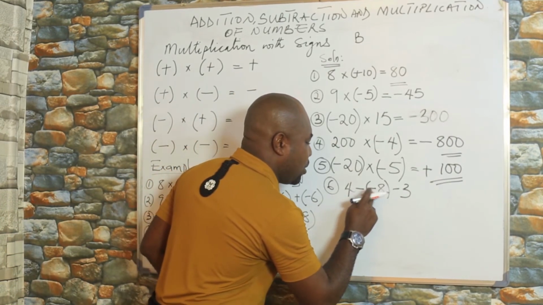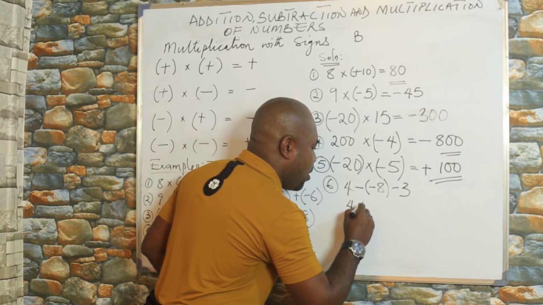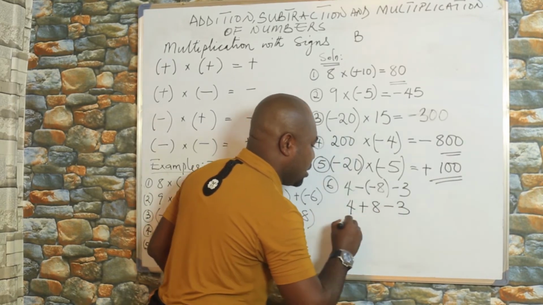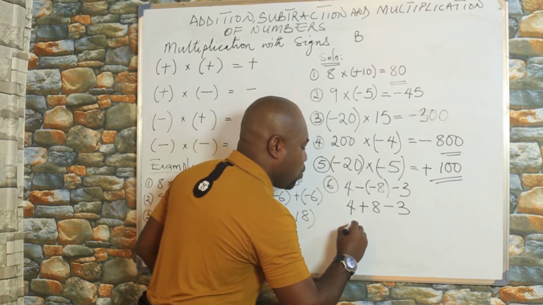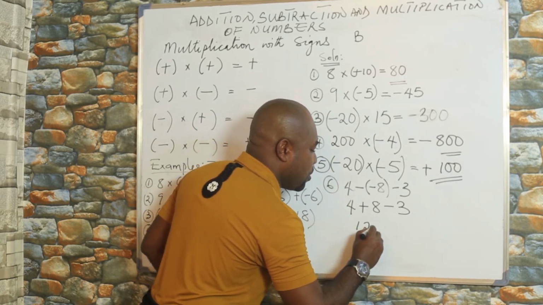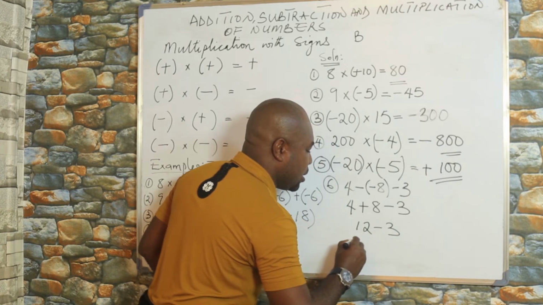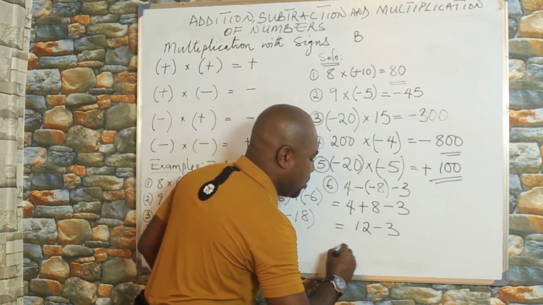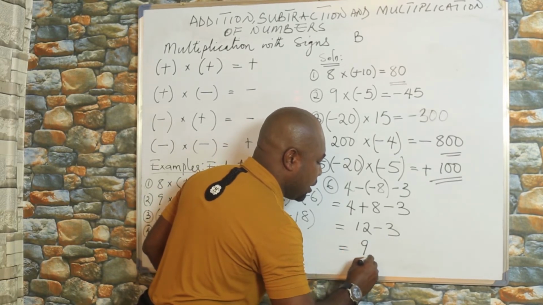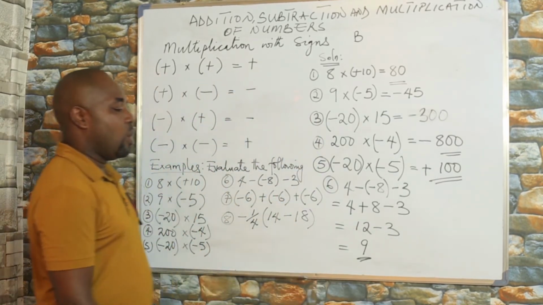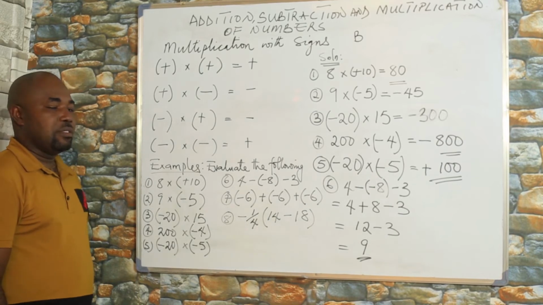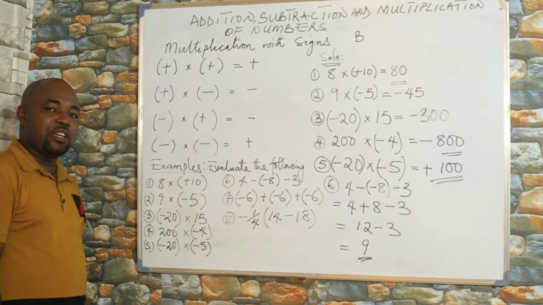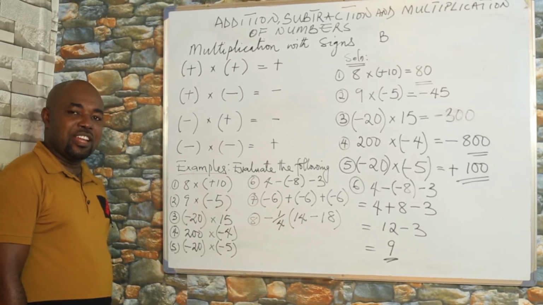Minus times minus will be plus. So we have 4 plus 8 minus 3. 4 plus 8 is what? 12 minus 3. And 12 minus 3 will be equal to 9. Am I communicating? 12 minus 3 will be equal to 9.